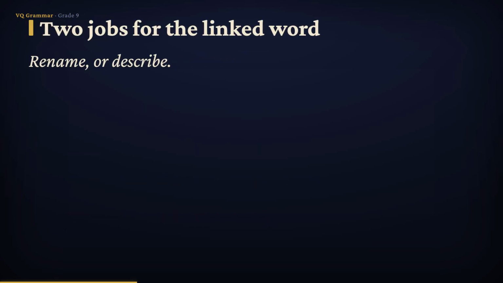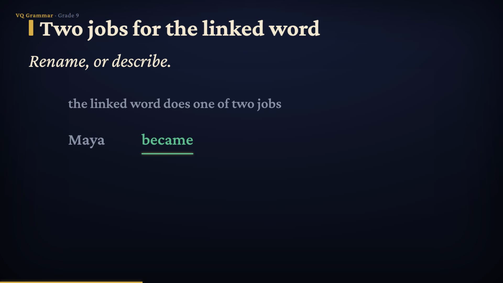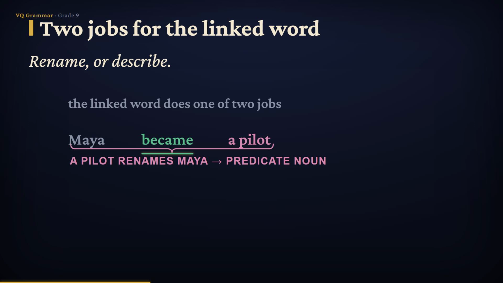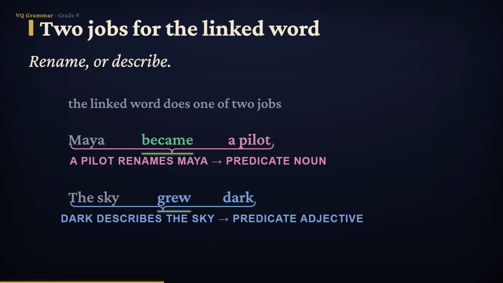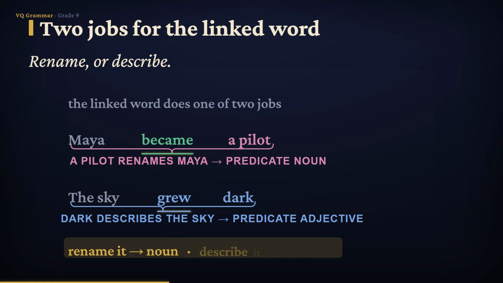The word on the far side of a linking verb has one of two jobs. Take Maya. She became a pilot. A pilot renames Maya. It tells us who she is. And a noun that does this is called a predicate noun. Other times, the word describes the subject. The sky grew dark. Dark describes the sky, telling us what it's like. And an adjective that does this is called a predicate adjective. So the rule of thumb is simple. If the linked word renames the subject, it's a noun. If it describes the subject, it's an adjective.